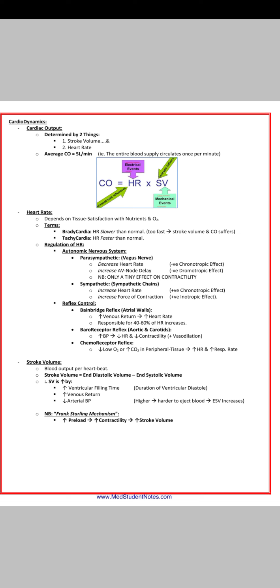Next is what determines the cardiac output. We already discussed that it is the product of heart rate and stroke volume. So it is determined by stroke volume and by heart rate. Stroke volume is the volume of blood released per contraction, and heart rate is the number of beats per minute. So these determine the cardiac output. The average cardiac output is 5 liters per minute.